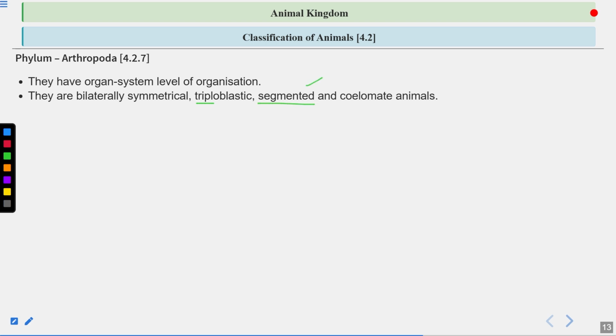Segmented. Now they are also segmented. Don't think that only Annelida are segmented. Arthropods are also segmented, and they are coelomate animals. True body cavity. They have the true body cavity. The true body cavity started from the Annelida. So from Annelida and Arthropoda onward, we will see that they have a true body cavity.